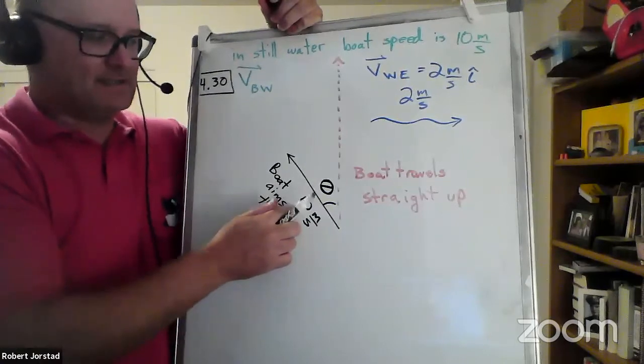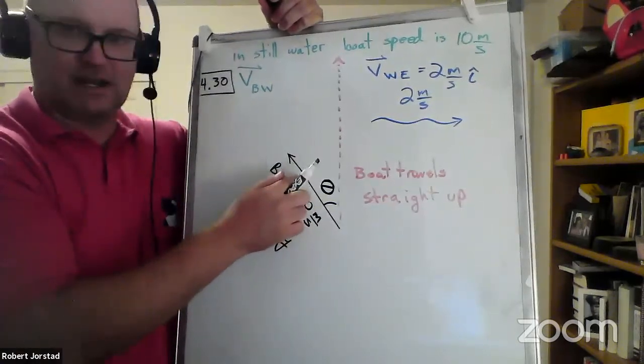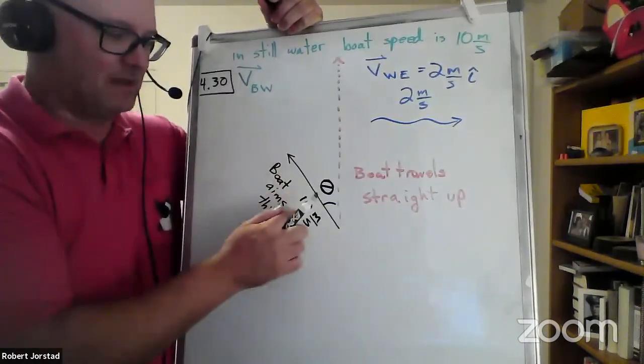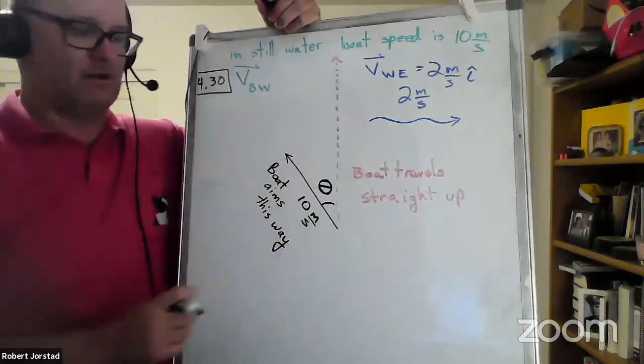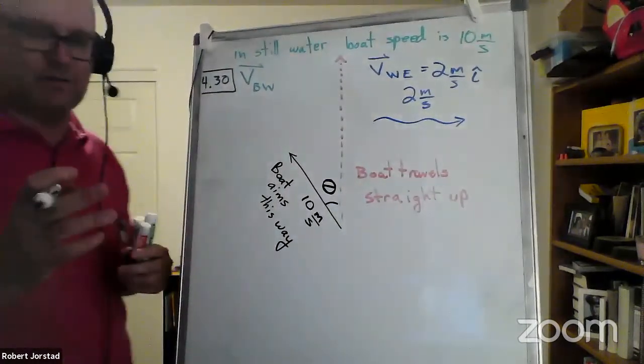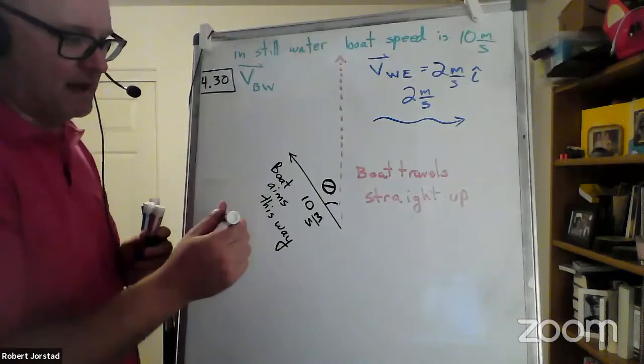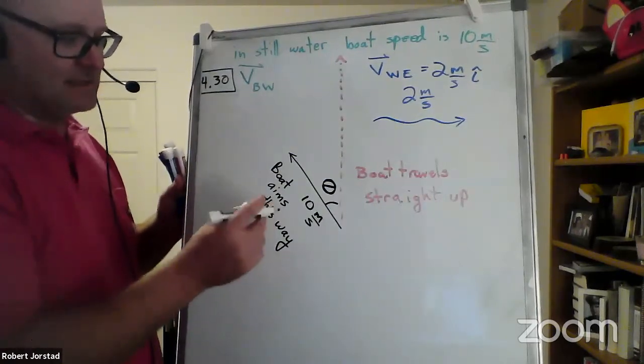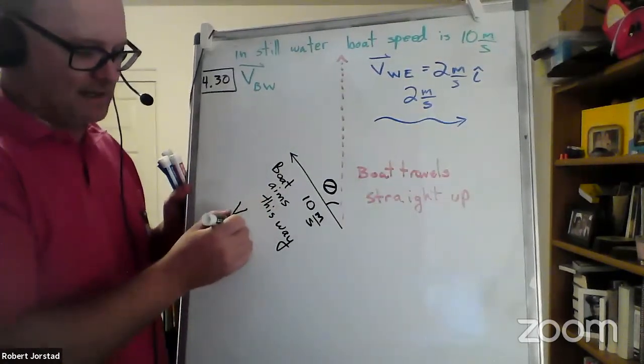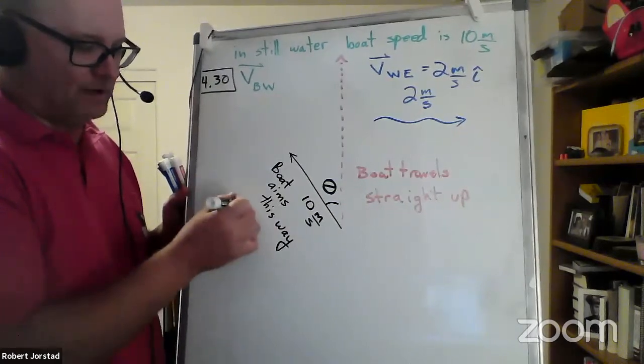So it makes sense that this side of the triangle, which is going to end up being the hypotenuse, is the bigger number, 10. So yeah, that's what I wanted to point out. Thank you for participating in that and struggling with that. So this is actually the velocity of the boat relative to the water.